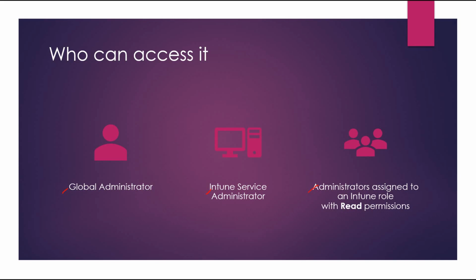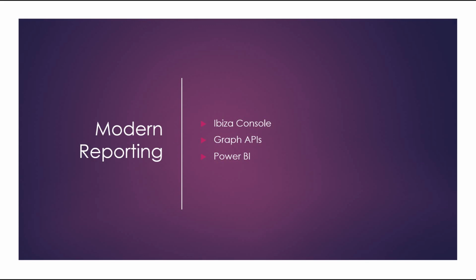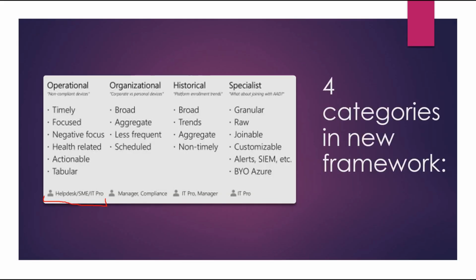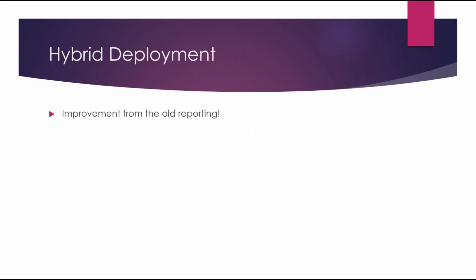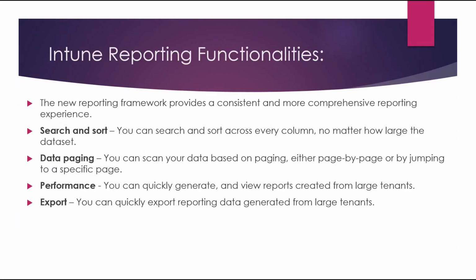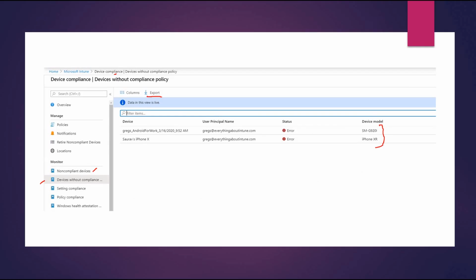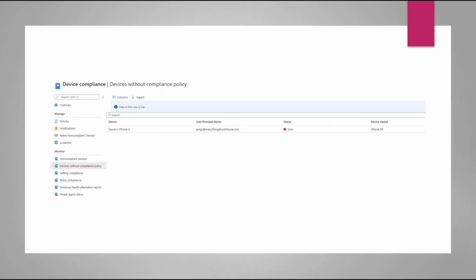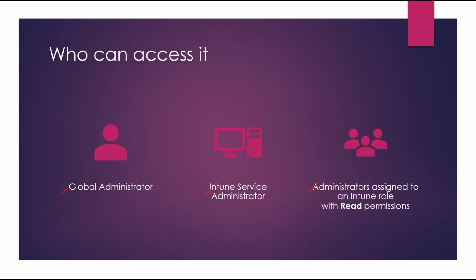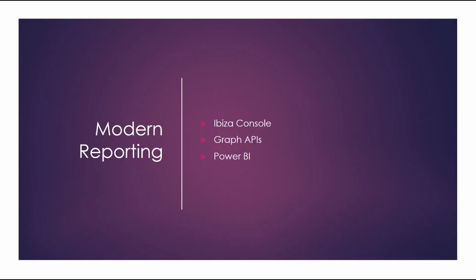Okay, and now let's just talk about modern reporting. Until now we have spoken about the legacy method, that is Intune console and hybrid deployment. We have spoken about those two. And then we spoke about what is the framework that has changed in the modern reporting. Okay, so now let's just talk about how we can access this modern reporting. Well, one way is obviously the Ibiza console.